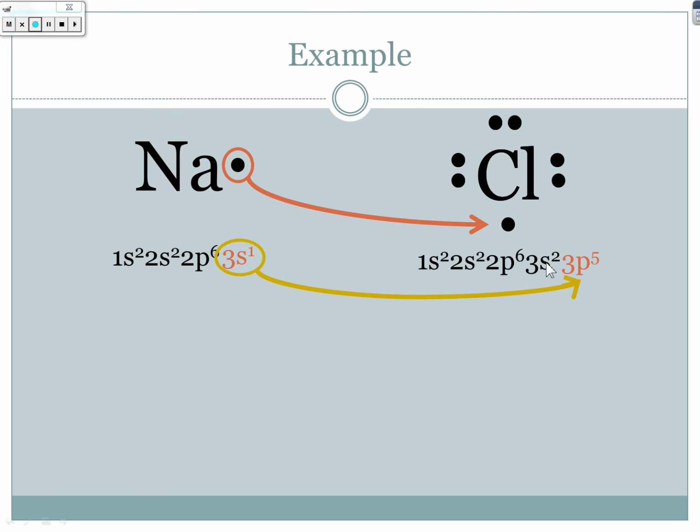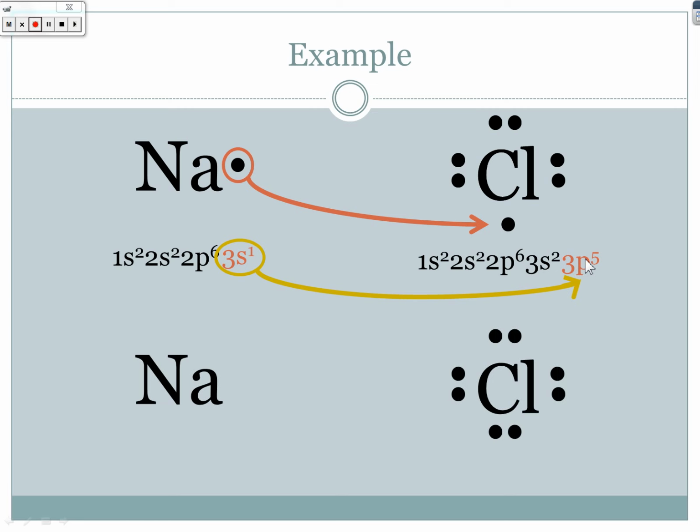So again, you can see that this one is lacking one electron in its 3p shell to make a full valence. This one has one too many, and so it's going to donate this electron to the 3p5. So what we wind up having is sodium with one less electron and chlorine with one more electron.